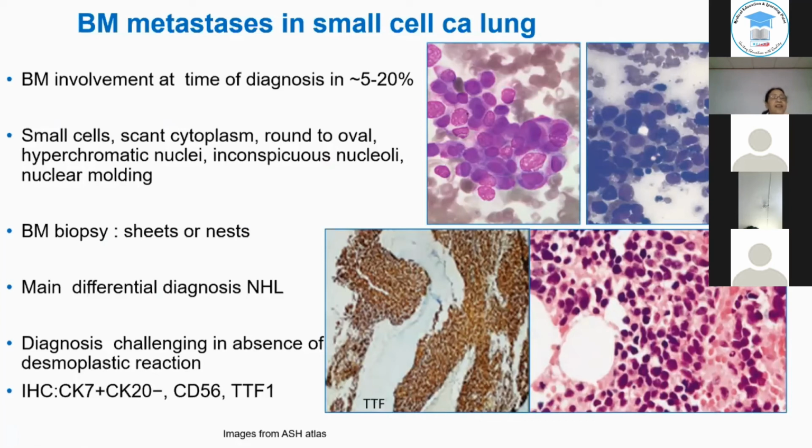The main differential diagnosis is non-Hodgkin's lymphoma. The diagnosis in bone marrow is challenging because there is hardly any desmoplastic reaction, any fibrosis. So you can do IHC for CK; these are positive for CK7, but negative for CK20. They are also positive for CD56 and TTF1 as in this case.